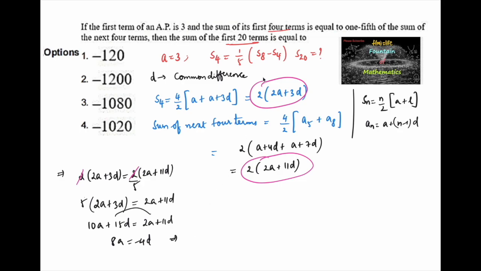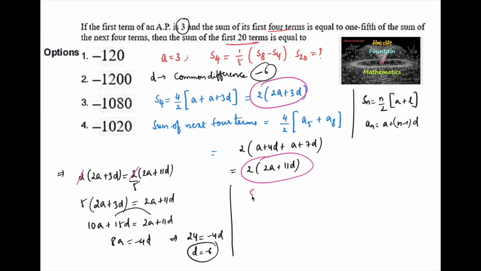Since A, the first term, is 3, 8 times 3 is 24, which is equal to minus 4D, or D is equal to minus 6. So we got the value of D, the common difference, negative 6.